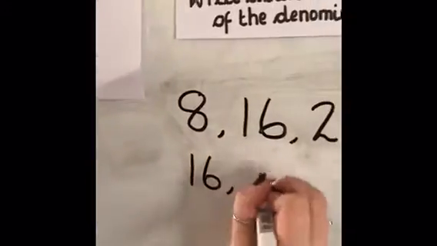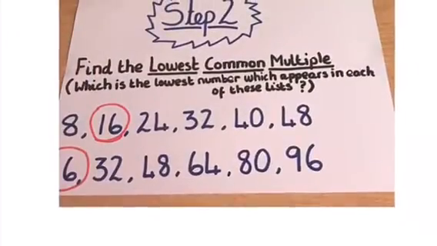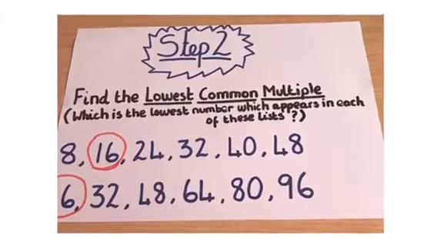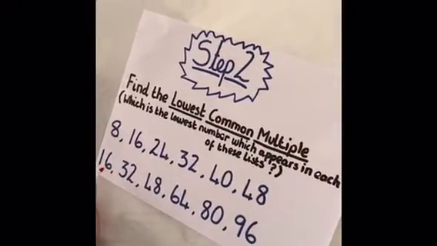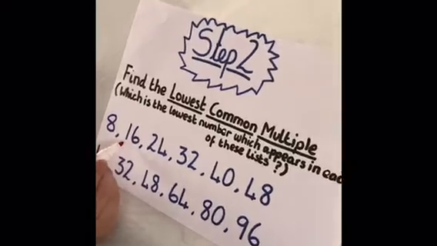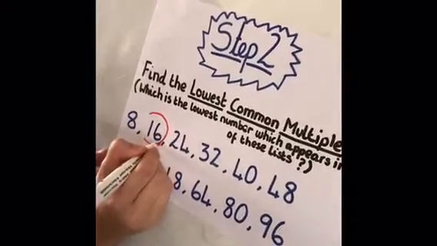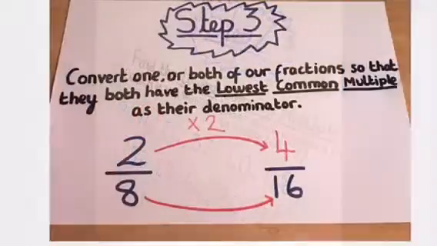And then she's going to do the 16ths. And now remember, we're looking for the common multiple of these two numbers. As far really until we've got a multiple which appears in both of our lists. As you can see, the number 16 appears in both of our lists, so we're going to circle that, and that is our lowest common multiple.